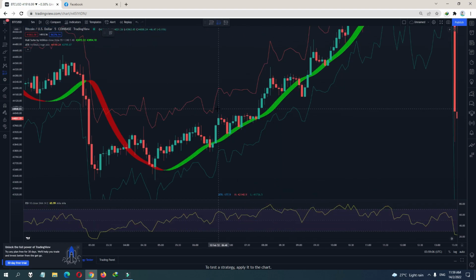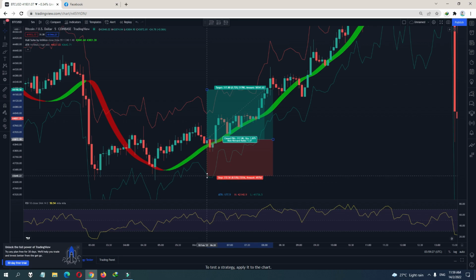Okay, so for buy, it's the opposite. You want the Hull Suite to be green, and for the RSI to go below 50. Below 50, and it goes back up to 50. So here and here, it goes back up to 50, so that's your buy. All right, so you buy here. Your stop loss is the ATR band, and you can target 1 to 2 or 1 to 1.5.